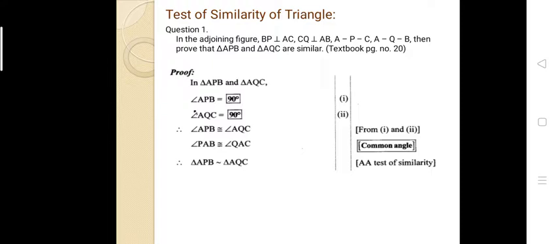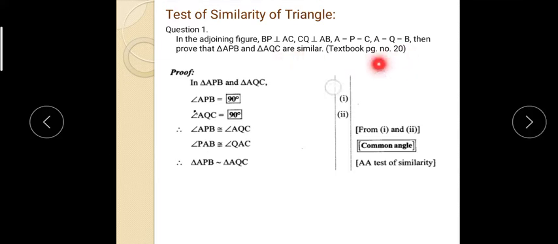Okay, from the textbook, I am taking example number 21, where you have to write a proof. So listen, students. In the figure, BP is perpendicular to AC and CQ is perpendicular to AB. Prove that triangle APB and triangle AQC are similar. You have the textbook and page number; see the diagram and write the proof.